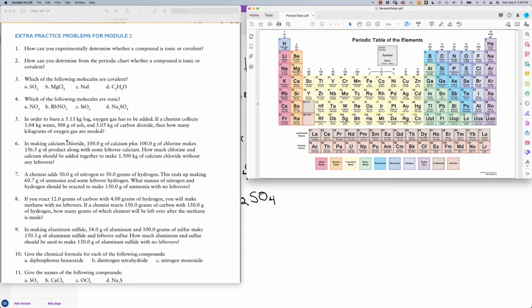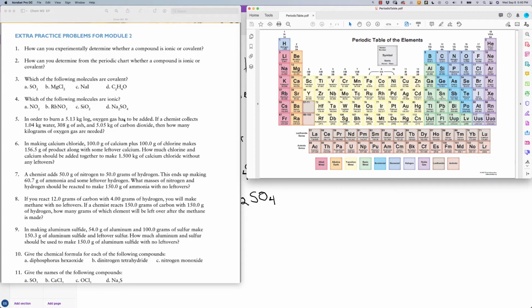And number 5, okay, so I had a total brain meltdown on this one. I had forgotten that we're dealing with combustion. So let's look at this again. It'll make up for the question that I had at the end of class as to why the numbers weren't right. So in order to burn a 5.13 kilogram log, oxygen has to be added. I wasn't even thinking that. Whenever you're doing a combustion reaction, it requires oxygen, and it gets that oxygen from the air, and that needs to be added to the reactant side.